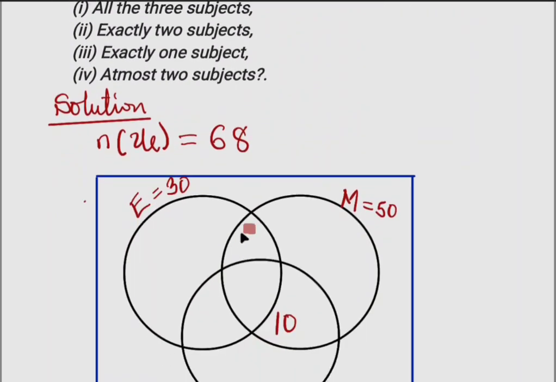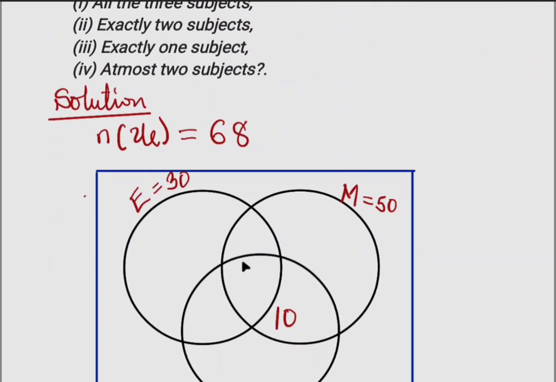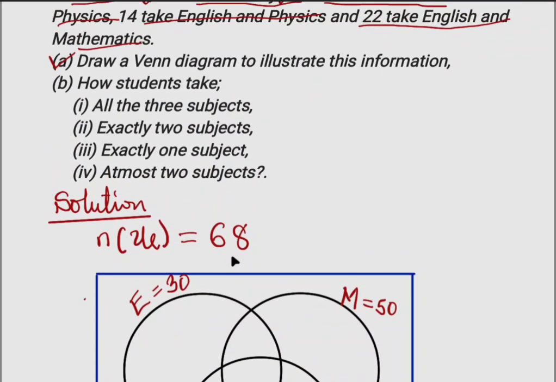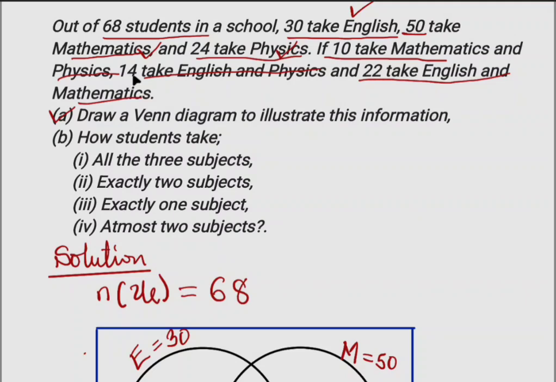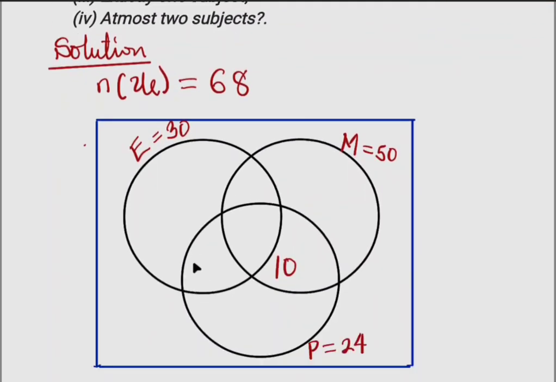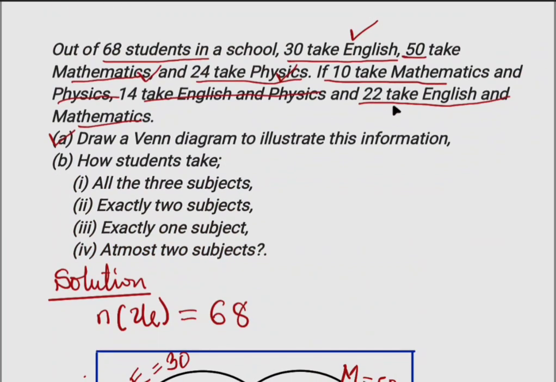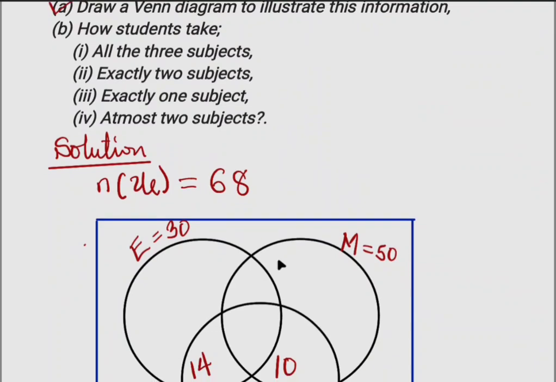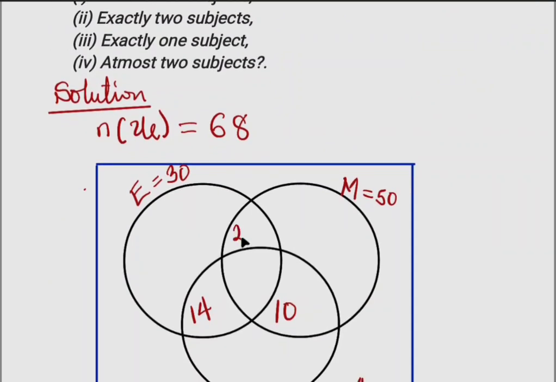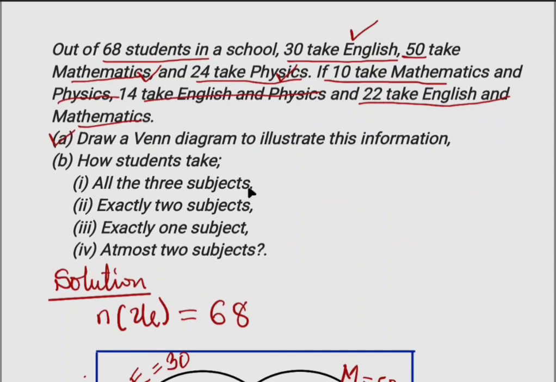Then 14 take English and physics. This is where English and physics meet, and that is where we are going to place our value. We have 14 for English and physics. And also 22 take both English and math. We have 22. Those are the pieces of information given to us.